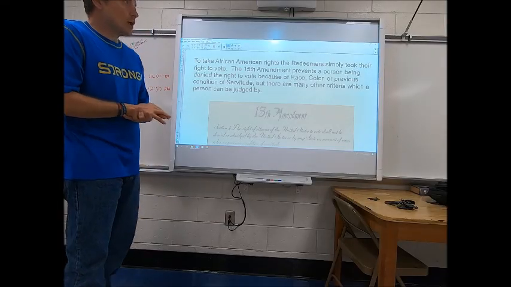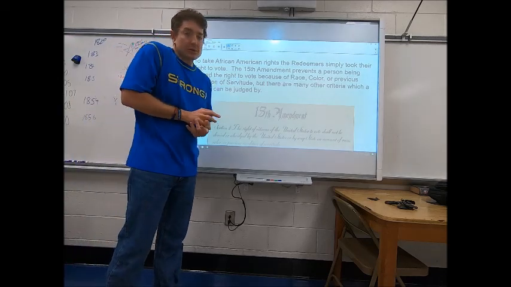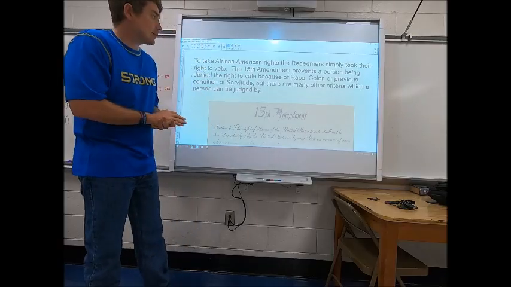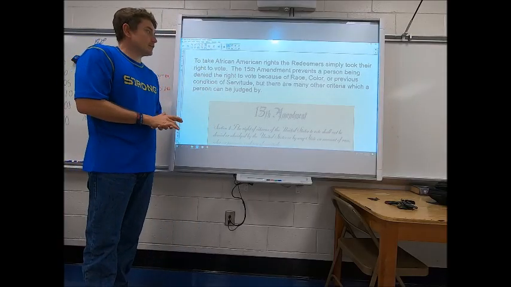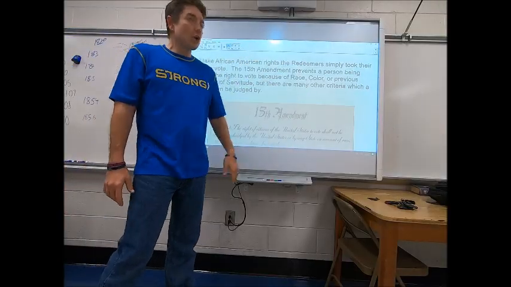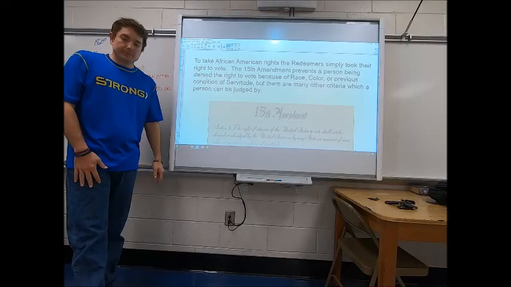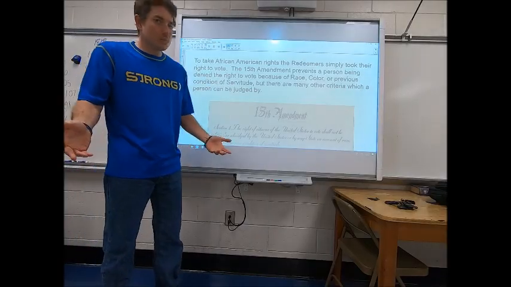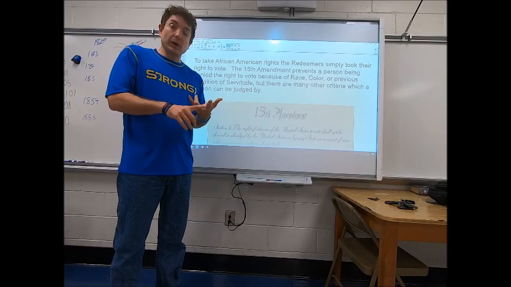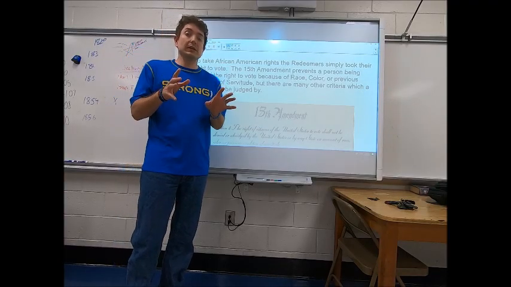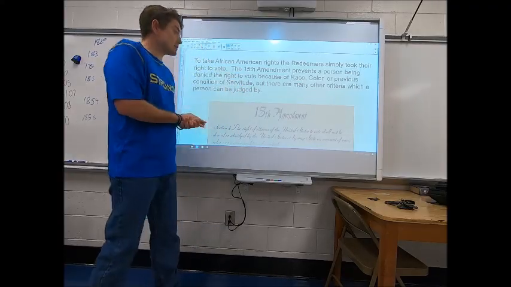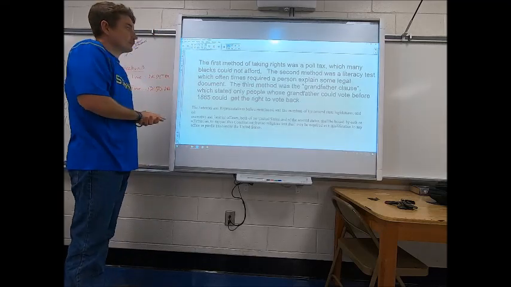To take the rights away from African Americans, the way that you do it is you simply take away their right to vote. And the way they can do that is the way the 15th Amendment is worded. The 15th Amendment says you cannot be denied the right to vote because of your race, your color, or your previous condition of servitude. But you can be judged on so many other things, like your education, like your income. And so very quickly, the South starts to work its way around the 15th Amendment to take the right to vote away from black people.